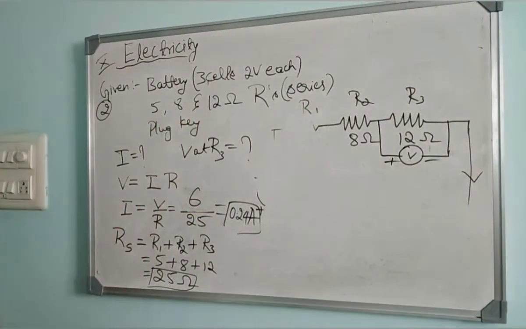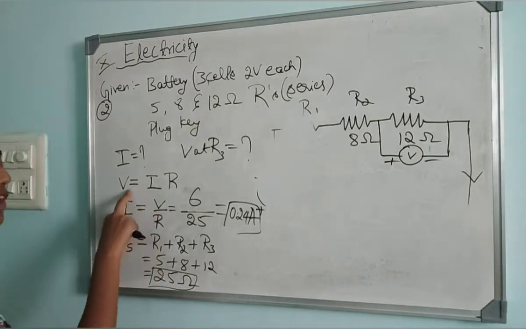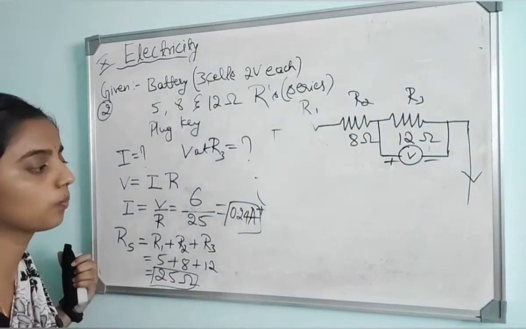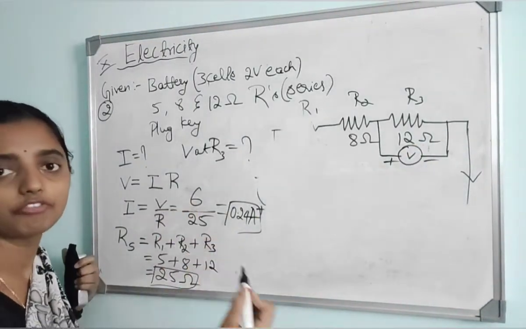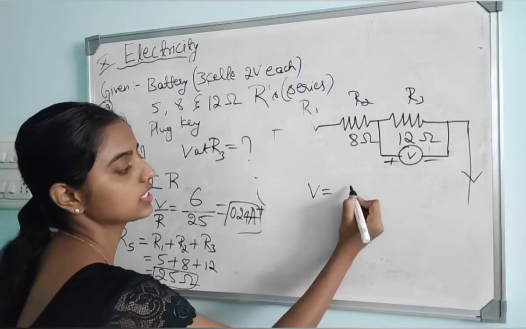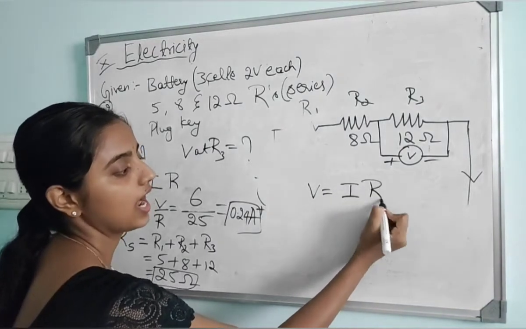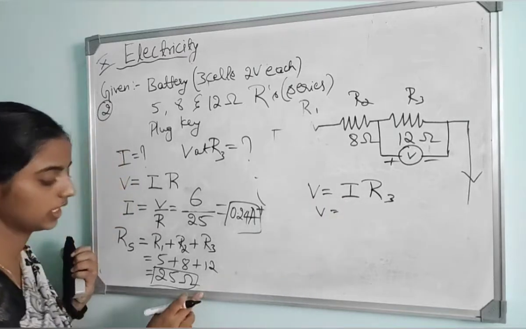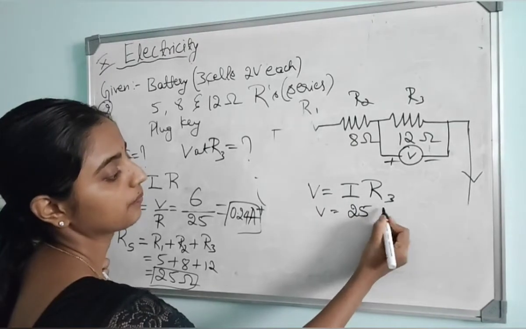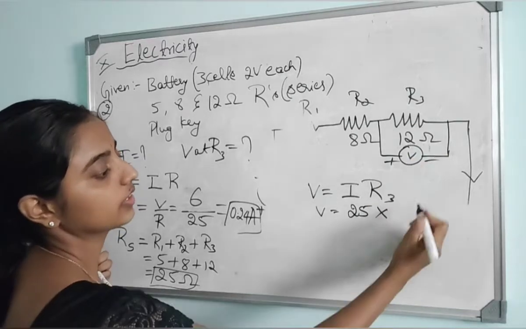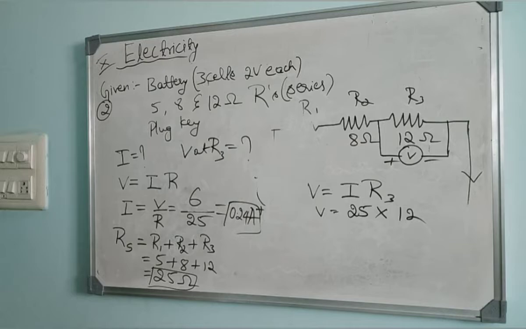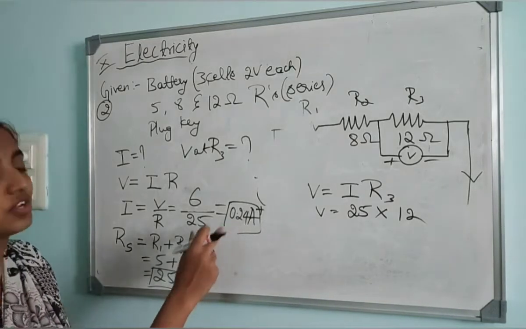So the next thing is we need to find out the potential difference at R3. That is, they are mentioning 12 ohm. So the same formula we can take as V is equal to IR3. And V is equal to, what is I? Here we have 25 into R3. What is R3? 12. And so it's not 25. Here we have 0.24.